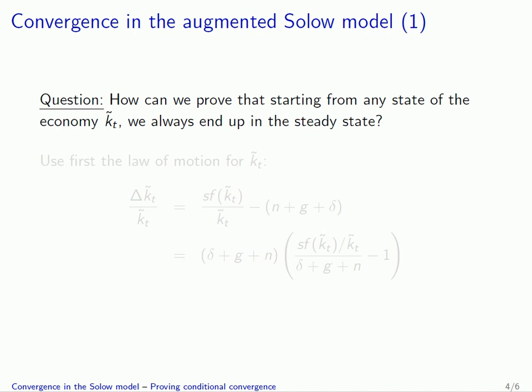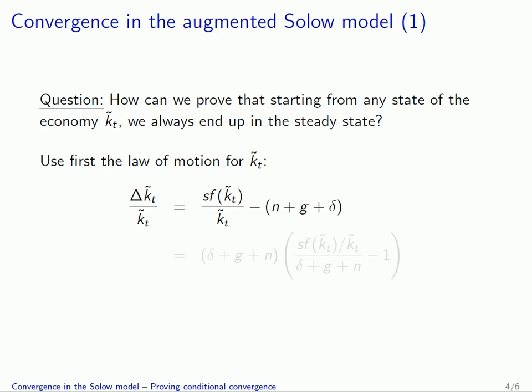So now that we have the dynamics of the augmented Solow model in mind, the challenge is to prove that starting from any state of the economy, k tilde_t, we will always end up in the steady state as defined before, k tilde star. In order to do this, we're going to use two different tricks, let's say, which I will introduce once we need them. The first trick is to write the law of motion for k tilde_t and divide this law of motion by k tilde_t itself.